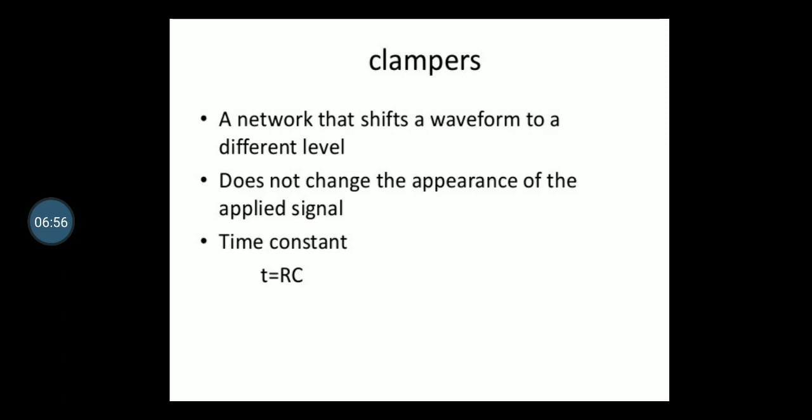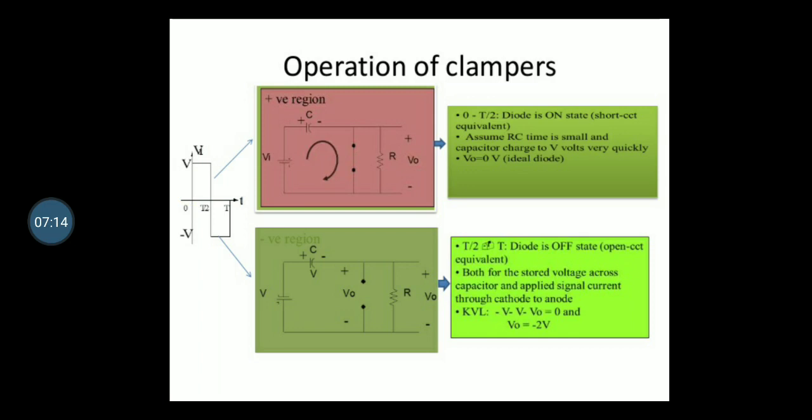A clamper circuit is therefore used to add a fixed voltage level to the minimum or maximum value of an input signal. In other words, the output is clamped to a desired DC level. If the clamped DC level is positive, then it is a positive clamper, and if the clamped DC level is negative, then it is called a negative clamper.